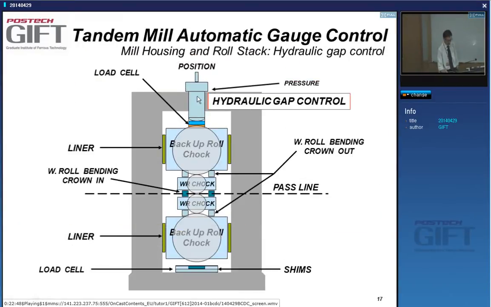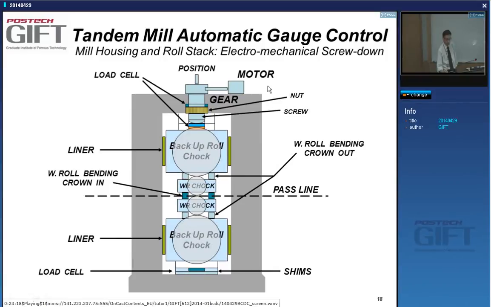Okay, so how does it work? You remember that hydraulic gap control is done by controlling the pressure in the hydraulic capsules, and you put the pressure on the backup roll chuck. Or it can be an electromechanical screw-down, which means you have a motor and then, via a gearbox and screw and nut geometry, you can apply pressure and increase or decrease the gap by applying pressure on the backup roll chuck.